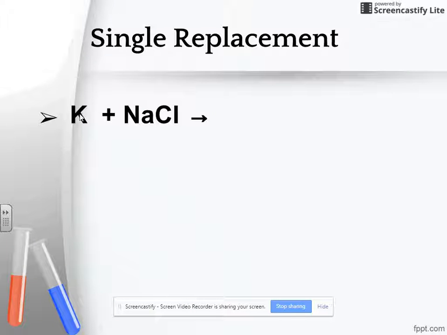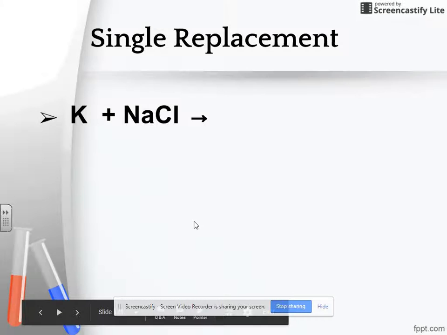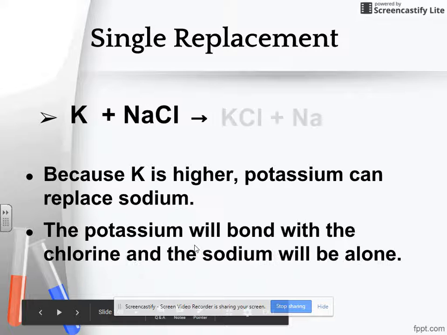So let's put that to some concrete examples. We have potassium and sodium chloride here. If we take potassium and look at sodium chloride, we see that potassium is like sodium, so potassium will replace the sodium in the compound. We check: is potassium higher than sodium? It is according to the activity series, so we can predict our products. Because it's higher, this occurs. Our potassium kicks out the sodium.